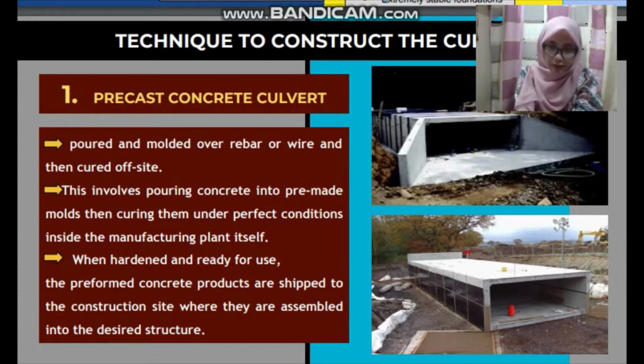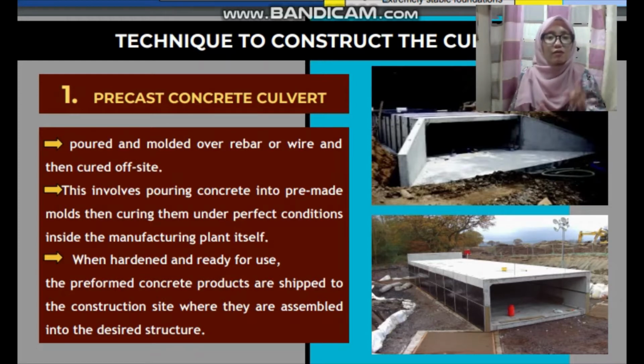Pipe culverts may be circular, elliptical, box culvert, or even pipe arc. Circular and box is the most common shape that we use to construct the culverts. Okay, in our project, the shape of culverts that we use is box culvert, and that's the suitable technique to construct by using in situ concrete culvert.